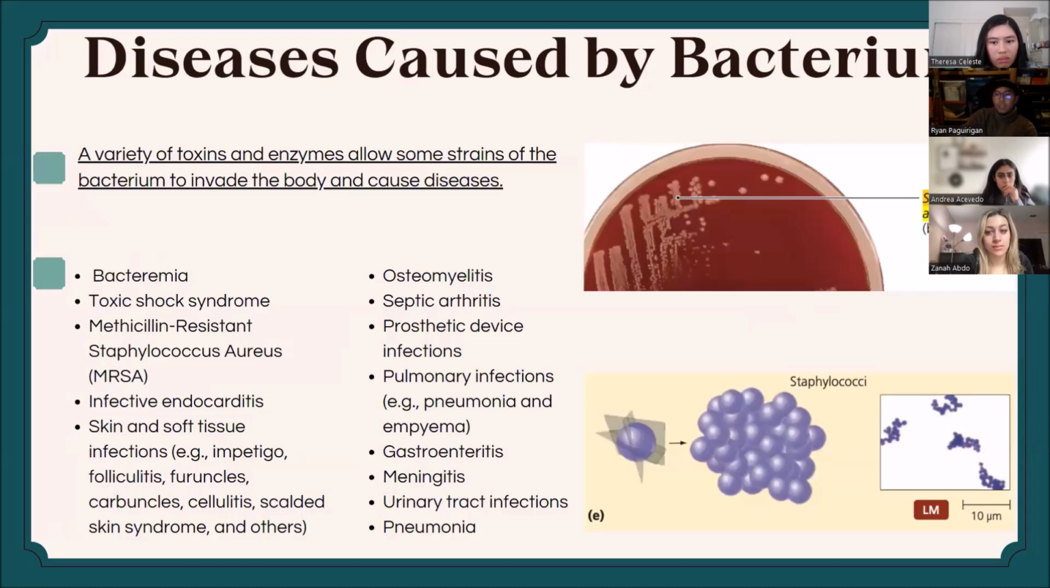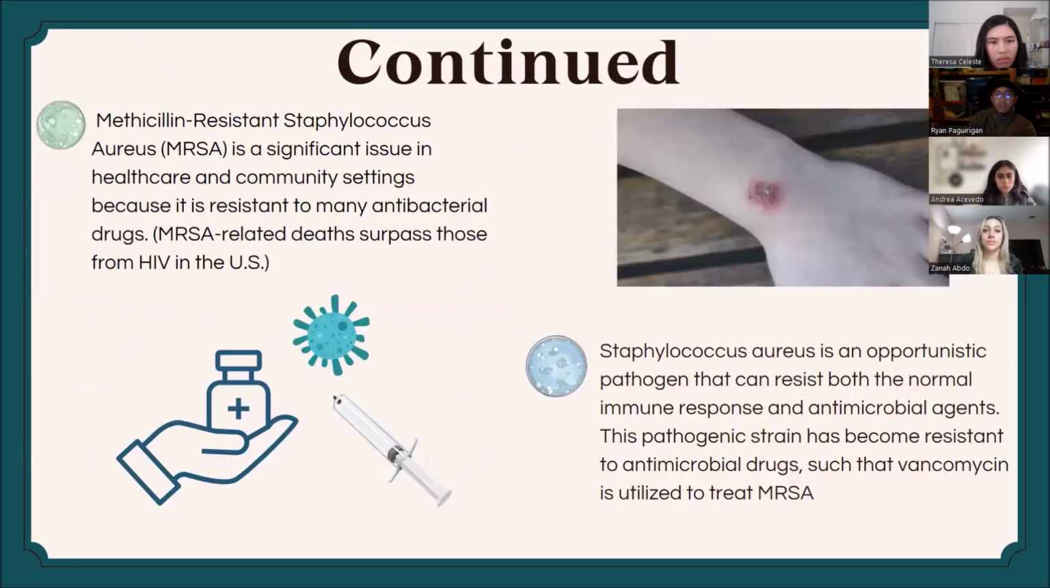Moving on to the diseases that are caused by the bacterium itself. As stated on this slide, there's things like bacteremia, toxic shock syndrome, MRSA, and infective endocarditis, just to name a couple. MRSA itself is a significant strain of bacteria in the health industry. The strain itself is resistant to many antimicrobials, such as vancomycin, like it's stated in the bottom right paragraph right there. Staphylococcus aureus is resistant to both your immune response and antimicrobial agents, like I stated earlier.